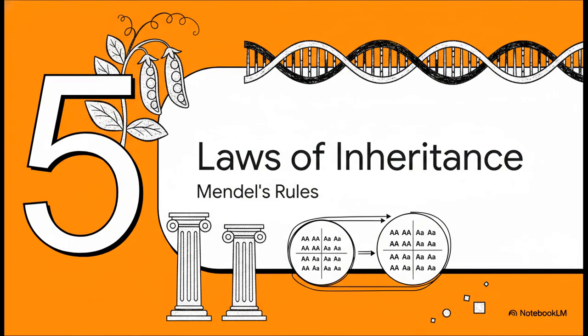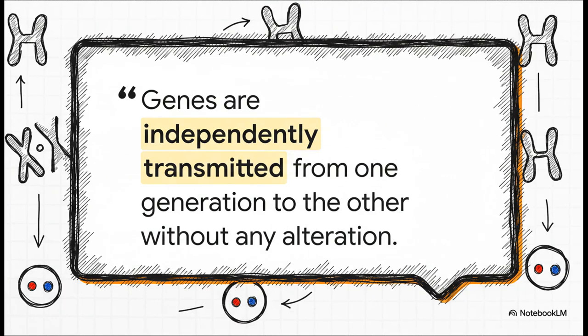So, from all this incredibly careful work, from all this counting of peas, Mendel was able to figure out 2 fundamental laws of heredity, the rules that govern how traits get passed down. These laws are basically the pillars of classical genetics. The first one is the law of segregation.